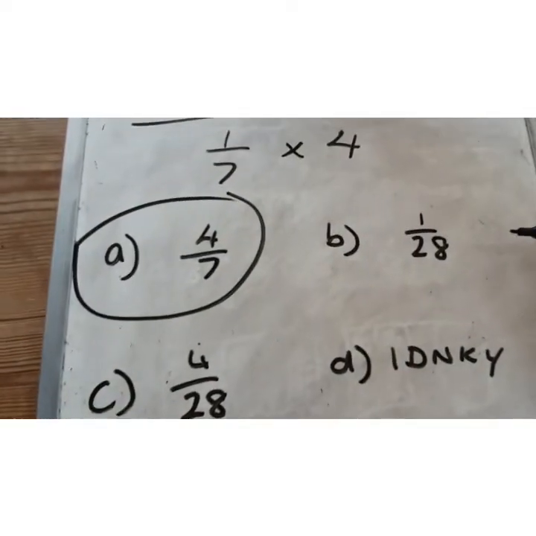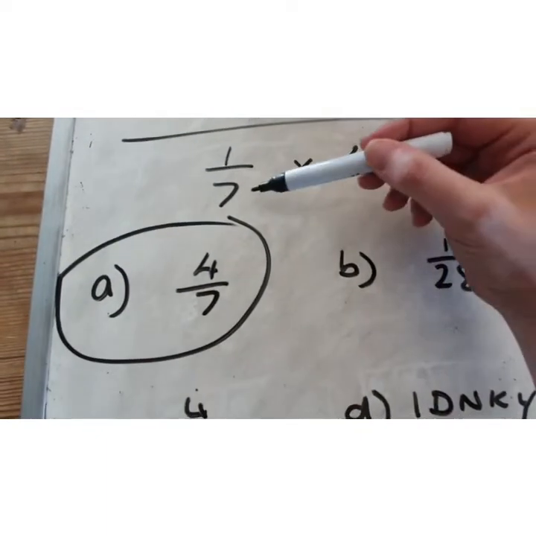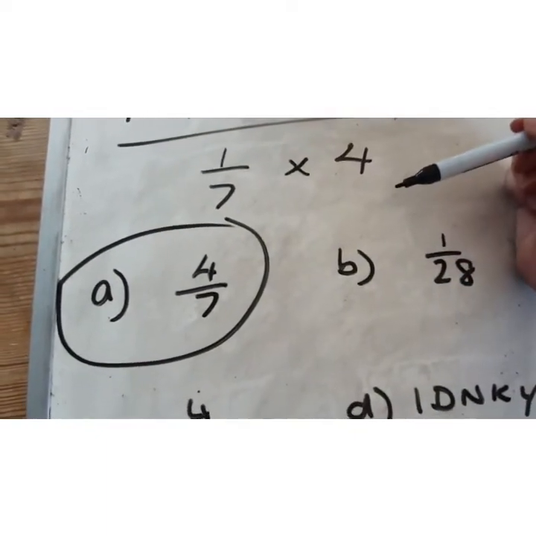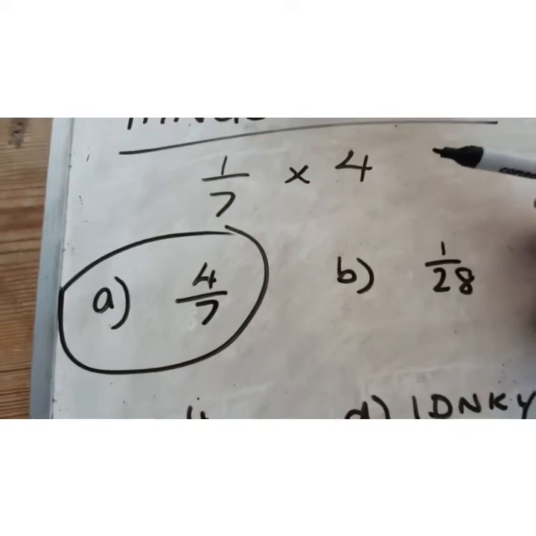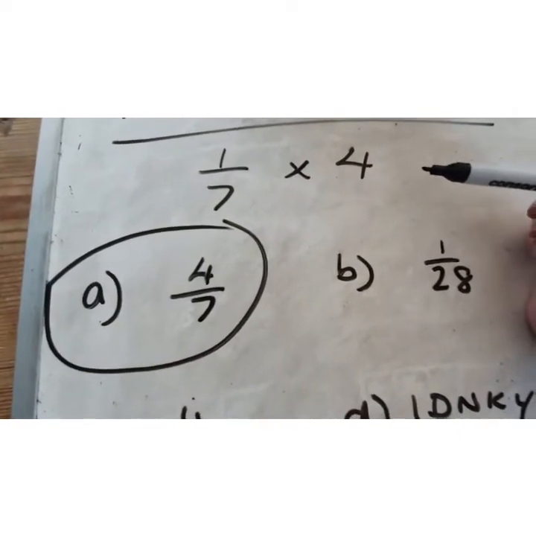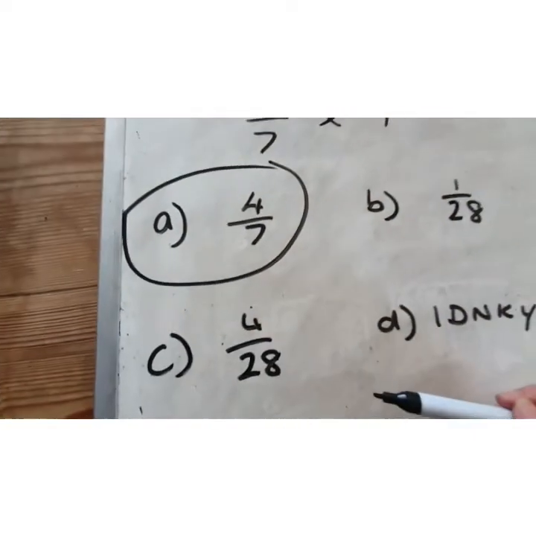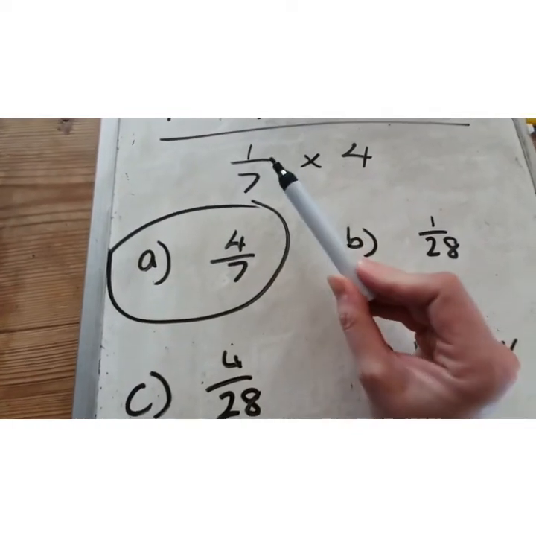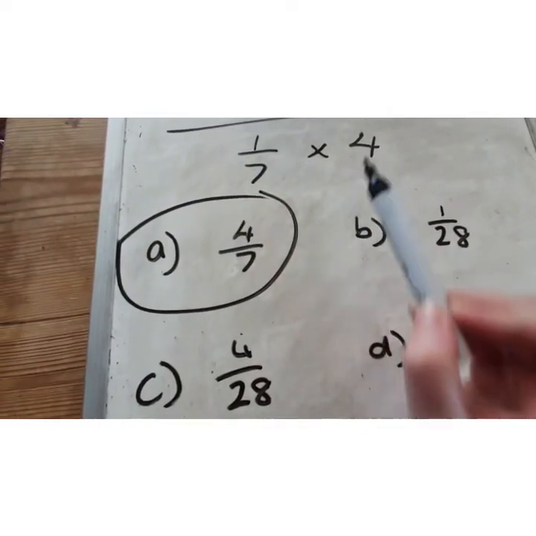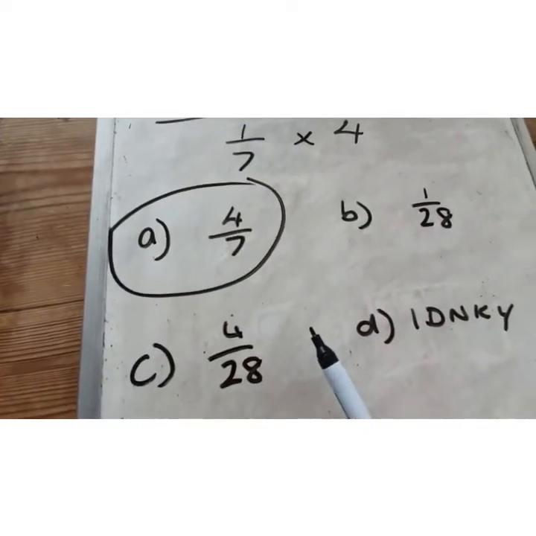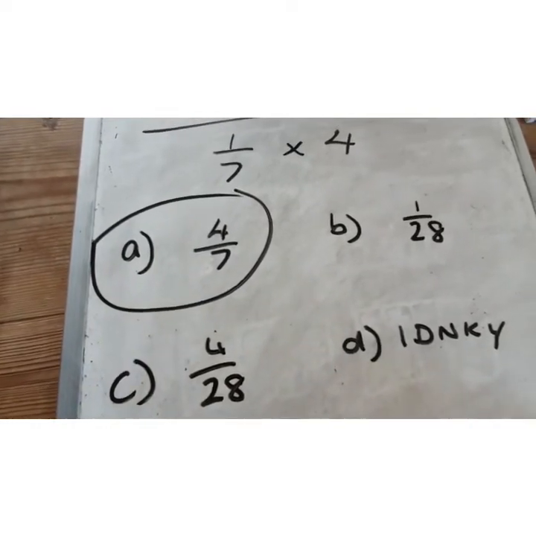If you said B, you've multiplied the denominator by the integer. You've times 7 by 4. Now remember, the denominator stays the same, always. Okay, if you said C, you have times the numerator by 4, but you've also times the denominator by 4. Now 4/28 is a very different amount to 4/7.